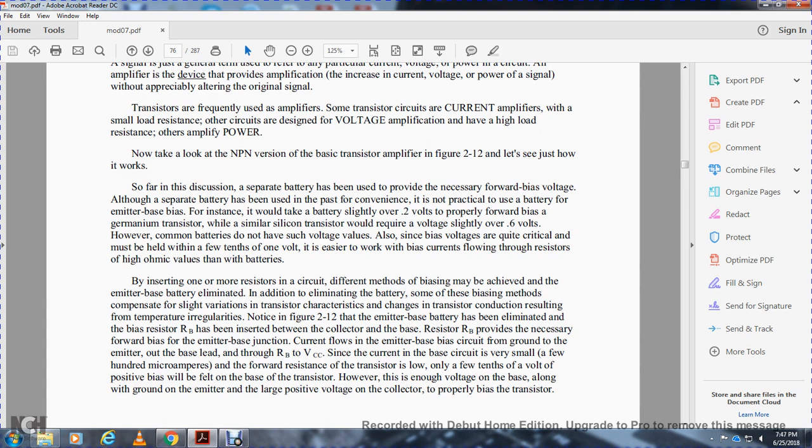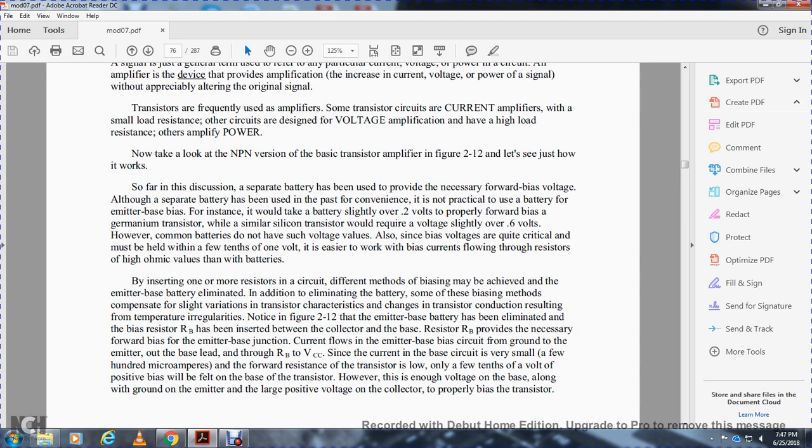they must be held within a few tenths of 1 volt. It is easier to work with bias circuit currents flowing through resistors of a high ohmic value than with batteries. By inserting one or more resistors in the circuit, the different methods of basic biasing may be achieved. The emitter-based battery eliminated the additional limiting of the battery. Some of the biasing methods compensate for slight variations of transistor conditions resulting from temperature irregularities. Notice in figure 212, the emitter-based battery has eliminated the bias resistor RB.